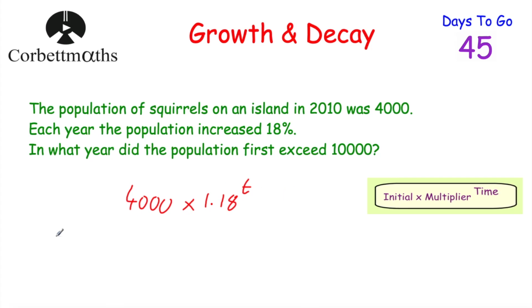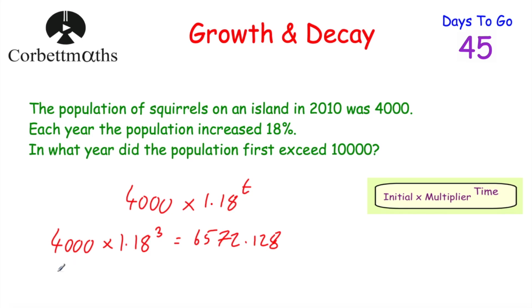So let's start off with 4,000 multiplied by 1.18. I'm going to try maybe 3 years to begin with and see what happens after 3 years. So 4,000 multiplied by 1.18 cubed, and that's equal to 6,572.128 squirrels. Okay, so as you can see here, the number of squirrels hasn't exceeded 10,000 now, so that means we need to try a bigger value for t.